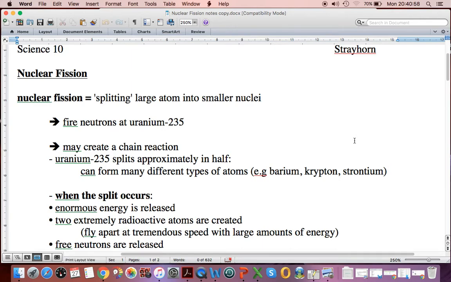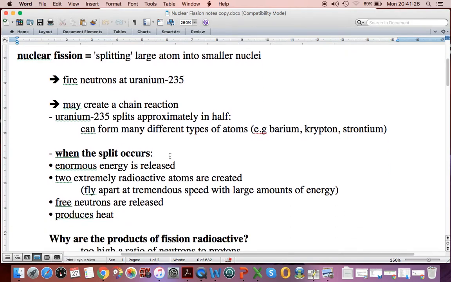When it fissions, it'll split roughly in half. We don't know exactly what it's going to split into, but typically it's going to split into a couple of smaller elements. But it will also release neutrons and it'll release energy. The neutrons it releases can in turn go on and potentially fission other nuclei. And if you have enough mass and enough of these neutrons hitting, then you have what's called a chain reaction.